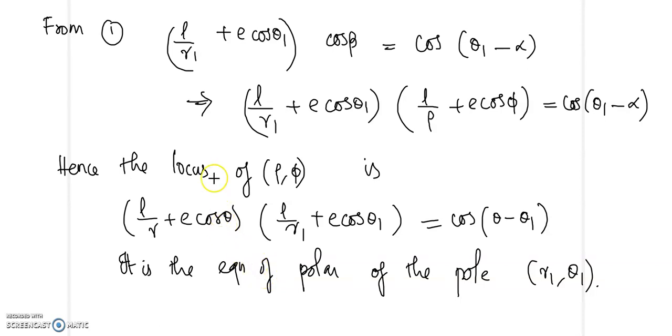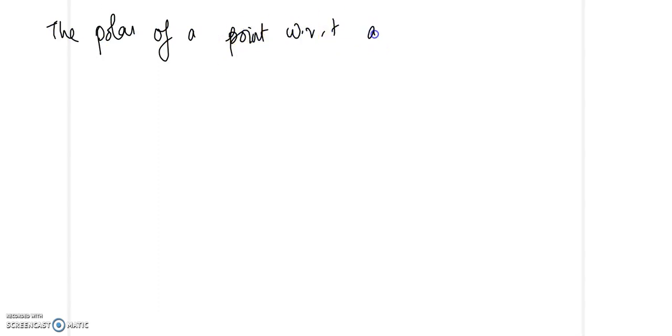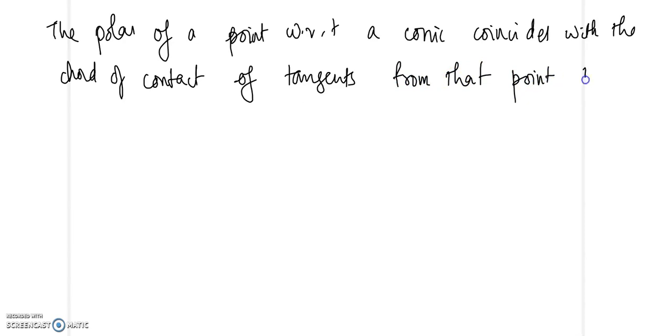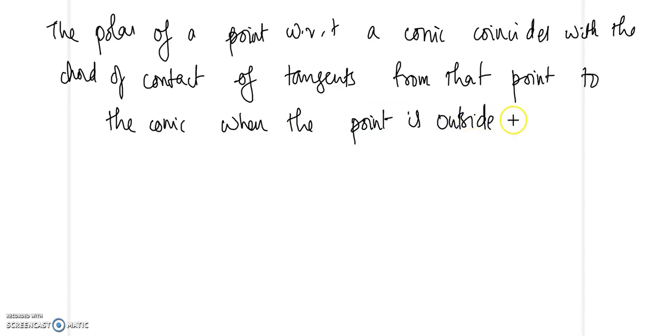Now as you can see, the equation which we have got here is the same as the equation of the chord of contact. So the polar of a point with respect to the conic coincides with the chord of contact of tangents from that point to the conic, when the point is outside the conic. So in that case, the equation of the polar will coincide with the equation of the chord of contact.